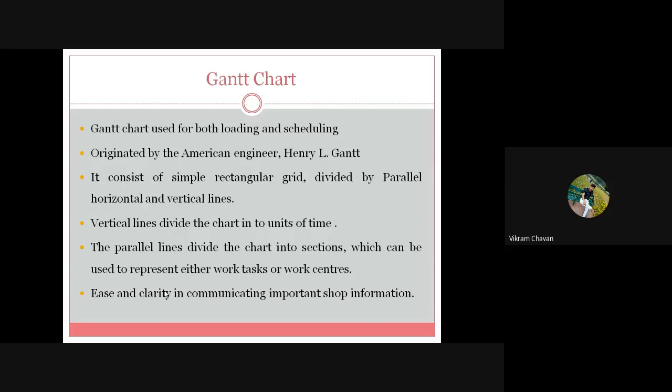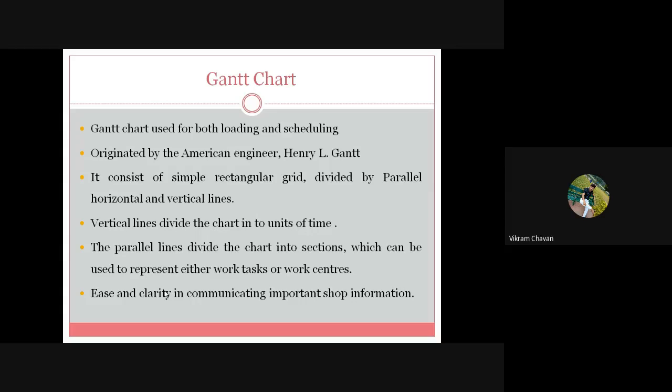Now this chart is originated by the American engineer Henry L. Gantt, and on the basis of the surname of this particular person, the chart is called a Gantt chart. Now this chart is very much simple, having rectangular grids, and the chart is divided into parallel horizontal and parallel vertical lines. Okay, so vertical lines divide the chart into unit of time. So once you see the chart, you'll understand better.